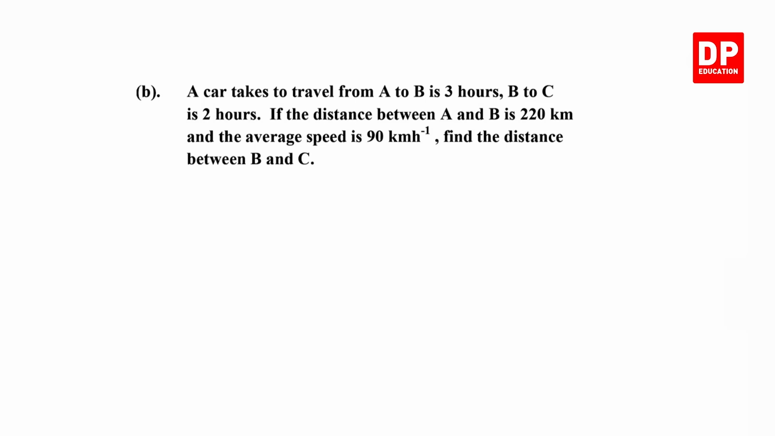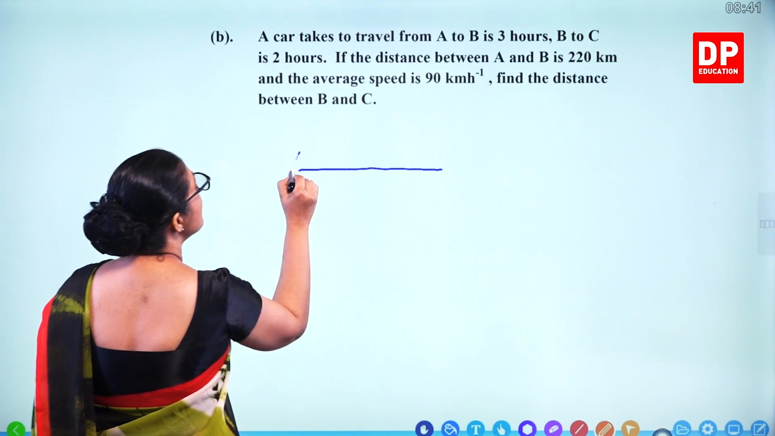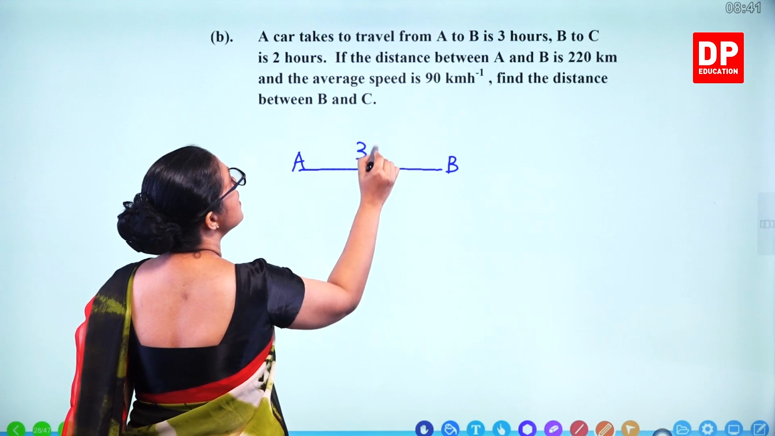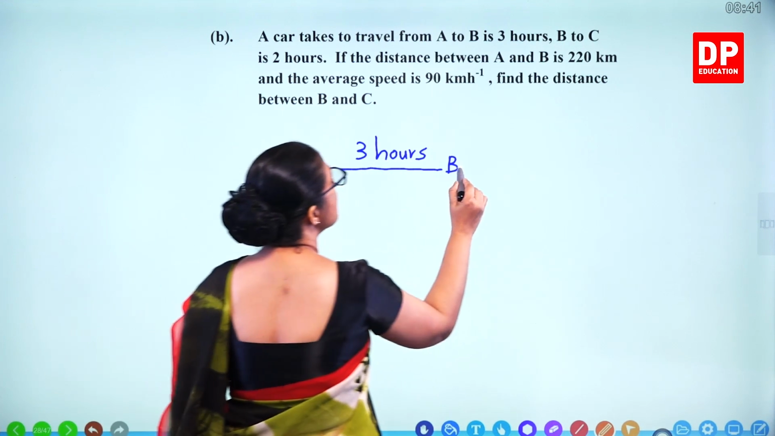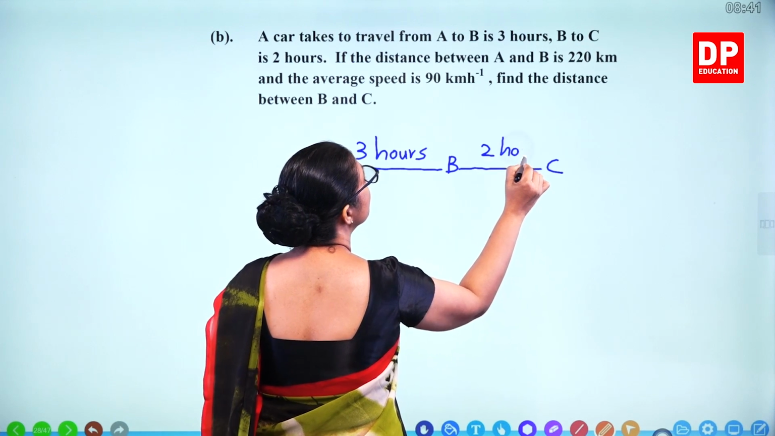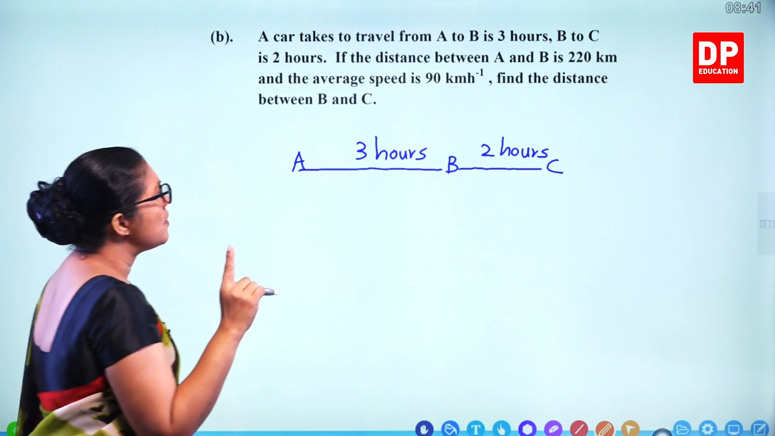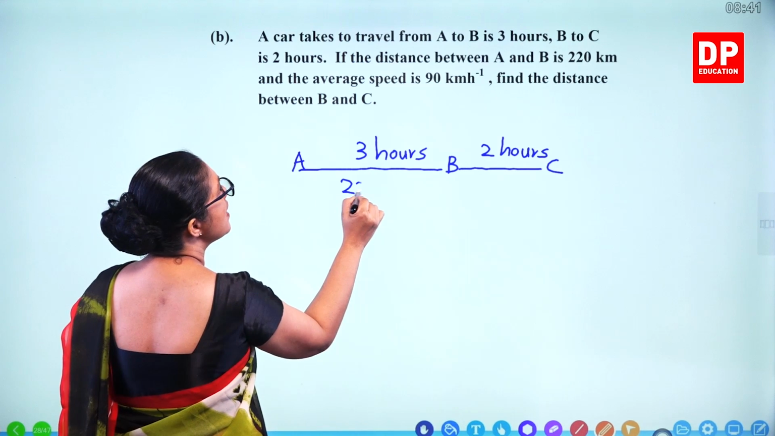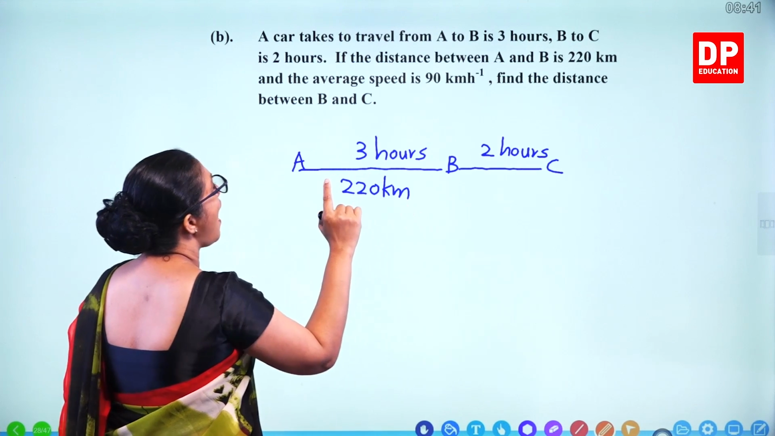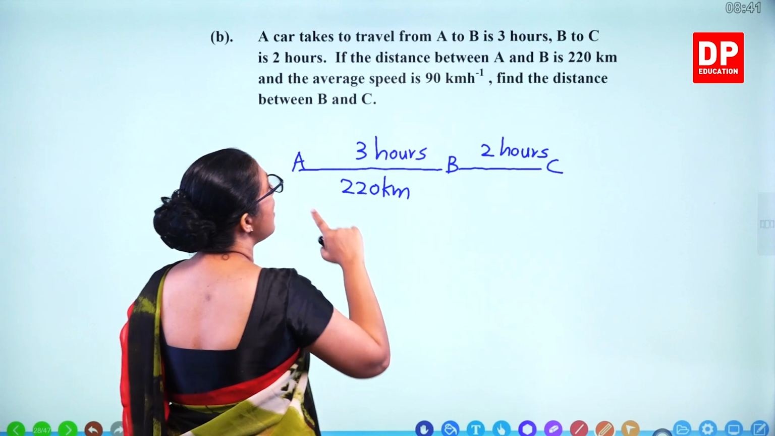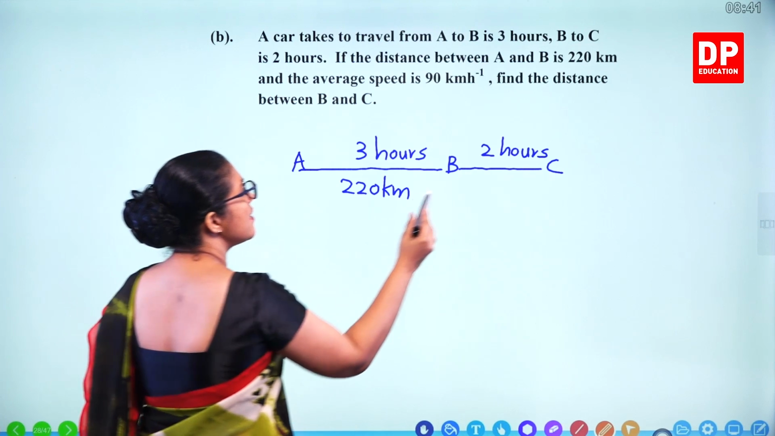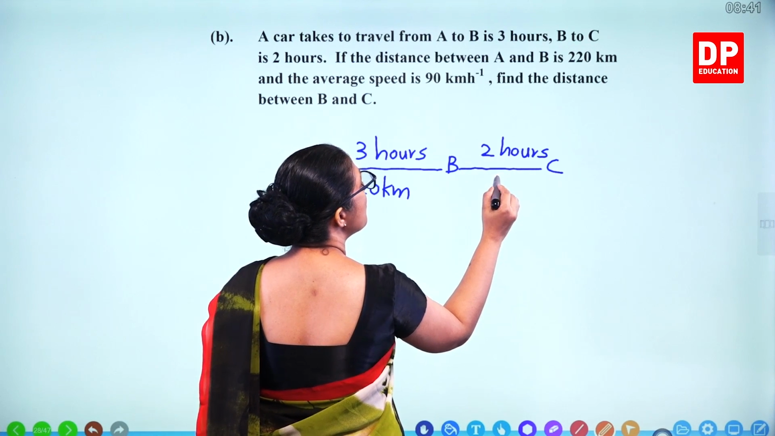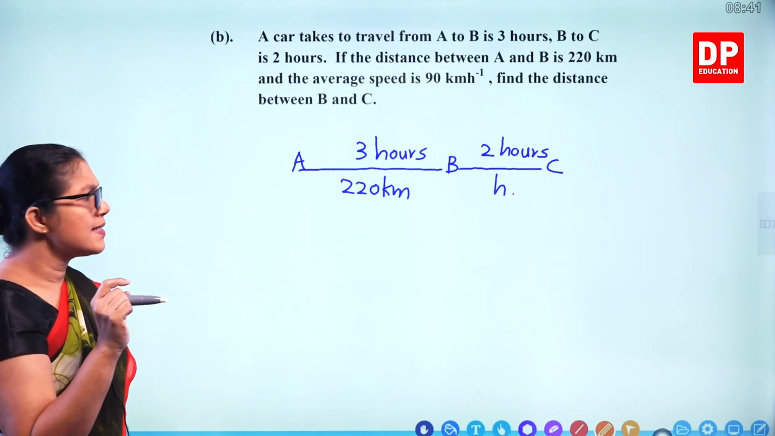Let's do part B. A car takes 3 hours to travel from A to B, and B to C, 2 hours. If the distance between A and B is 220 kilometers and the average speed is 90 kilometers per hour, find the distance between B and C. So we don't know this distance. So we can put H or something, the BC distance.